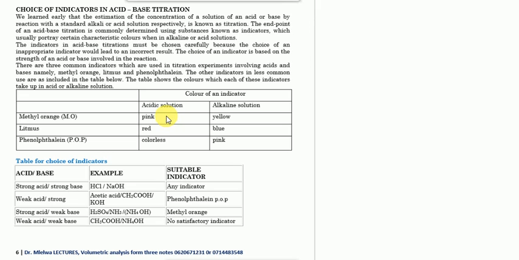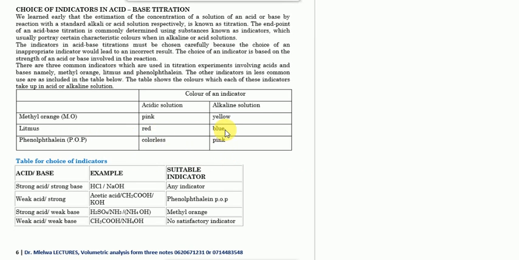Now remember, this table haijaa include color ya neutral. Nitakuja kuongeza baadaye. Lakini ninachomaanisha ni kwamba color ikisha change kwenda kwenye pink, that means umeshavuka the end point. End point color inabidi isiwe ile acidic, kwa sababu hatuhitaji kutitrate until the amount of acid increases, but you need to titrate up to the end point of our titration. Kwa hiyo that is a very important concept to know.